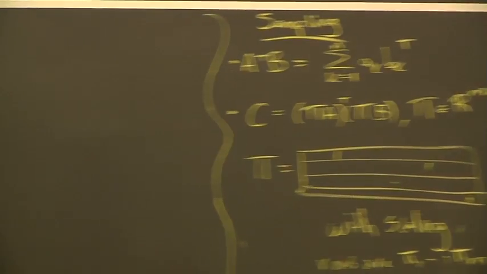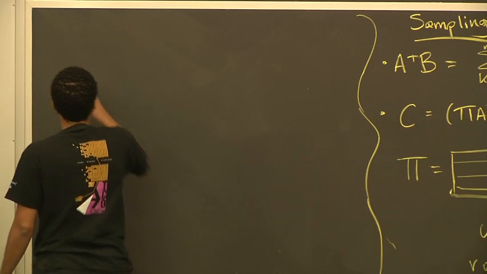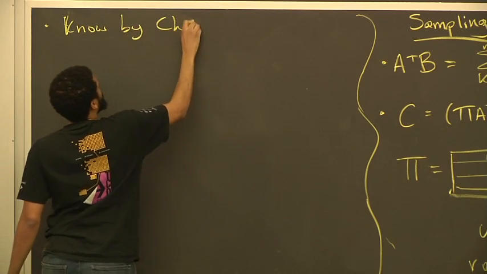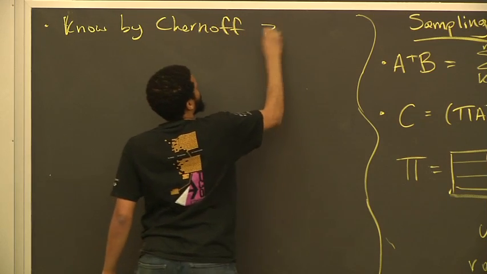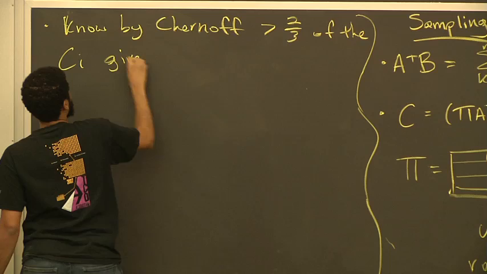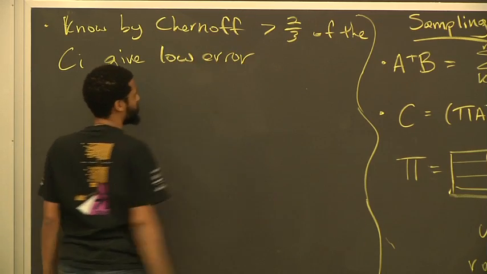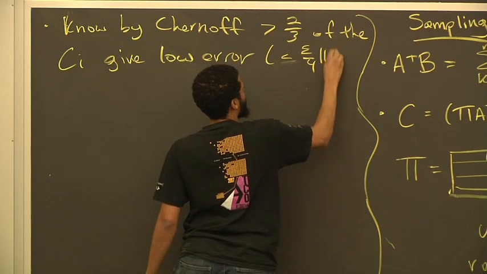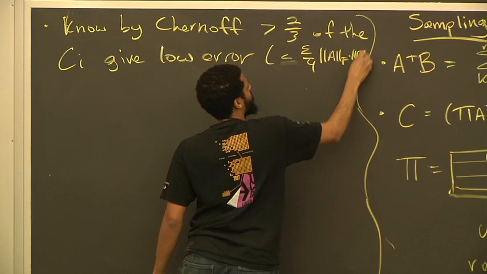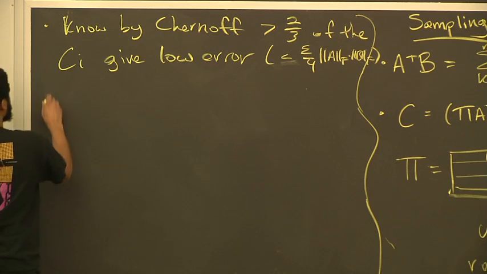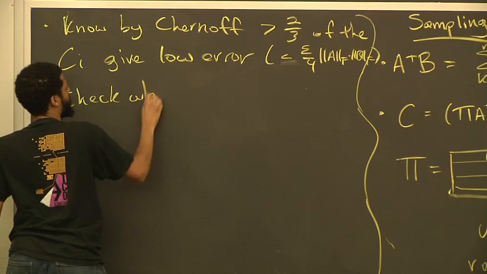Okay. One thing you could do is just check, right? We know by Chernoff that at least 2/3 of the Ci give low error, even say at most epsilon over 4 times Frobenius A times Frobenius B. Imagine the old epsilon was actually epsilon over 4. Okay, so check which one is good.